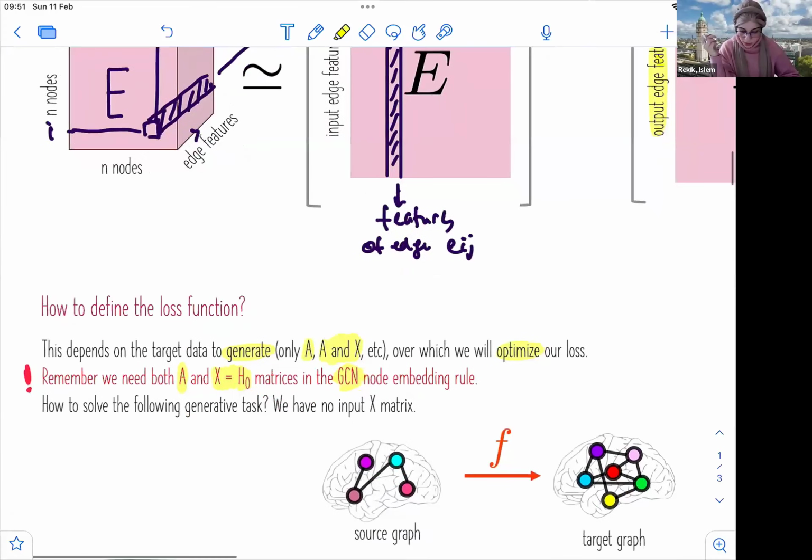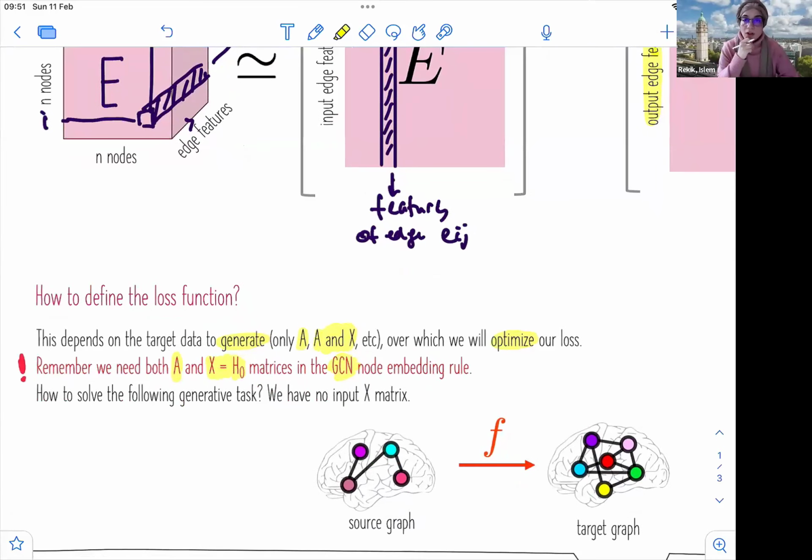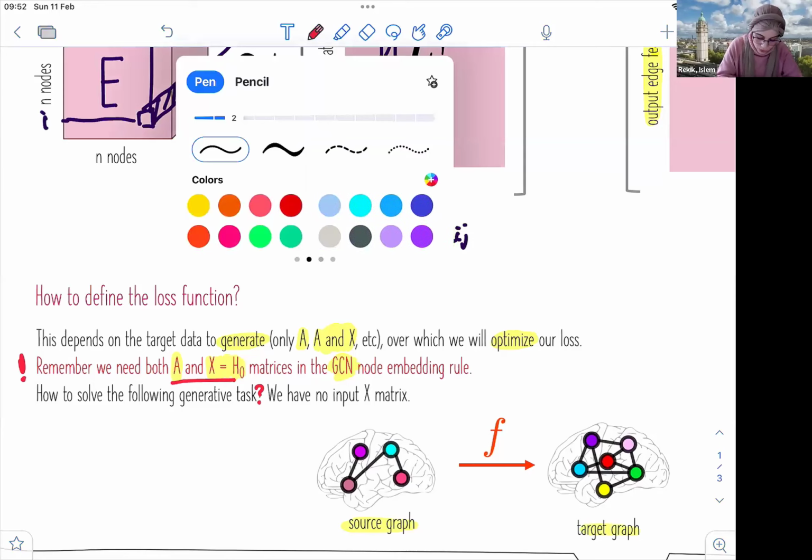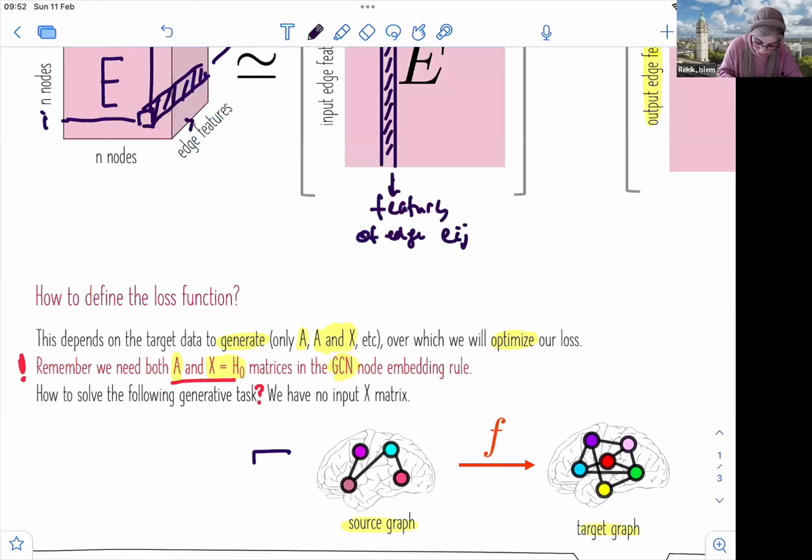Now I have a question. How to solve the following generative task, given that we need both? The generative task here is that we have a source graph, and this source graph is not annotated. We have only the topology. If you draw the matrix, it's a 4x4 matrix, and then we have a bigger matrix, here 6x6.